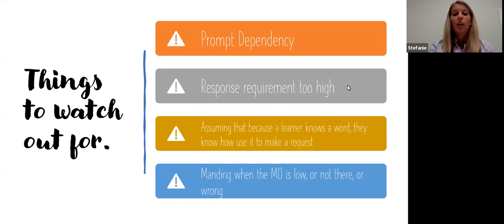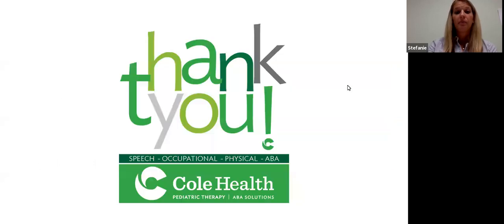And then also watch out for manding when the MO is low, not there, or wrong. When we are teaching learners to mand, we want to make sure that the MO is there for the item. Especially if we're teaching a yes or a no, we want to make sure that the client really is interested in whatever item we have to offer, versus just assuming that they want it or don't want it. So look for those nonverbal cues to help us identify where the MO is.